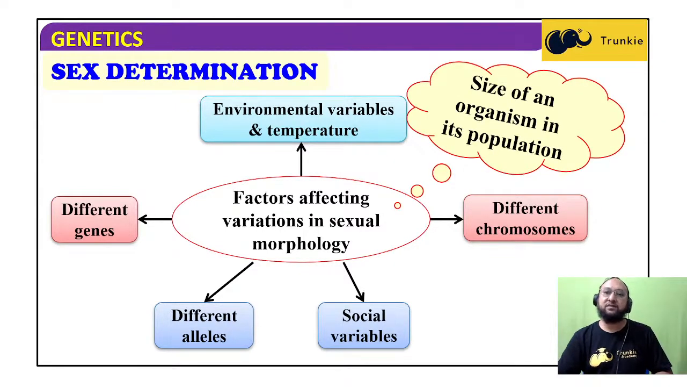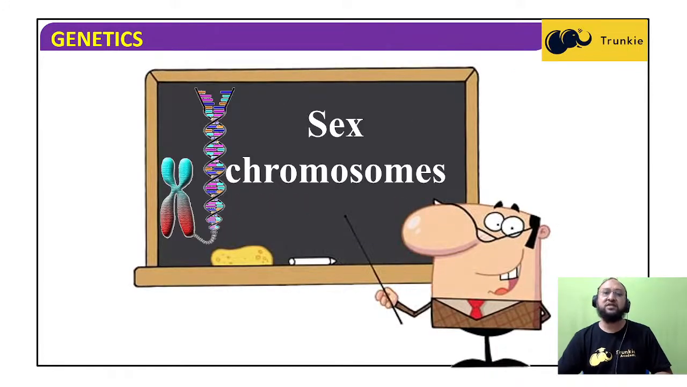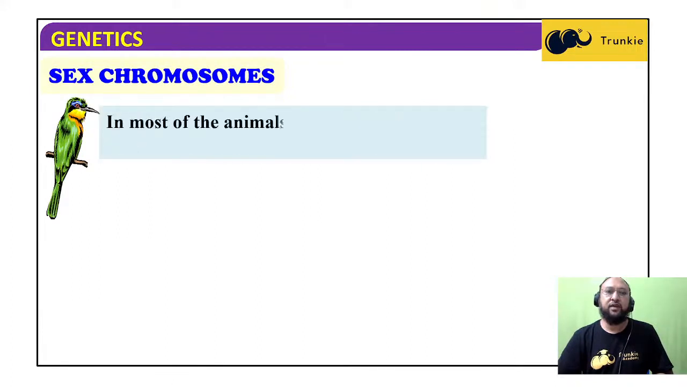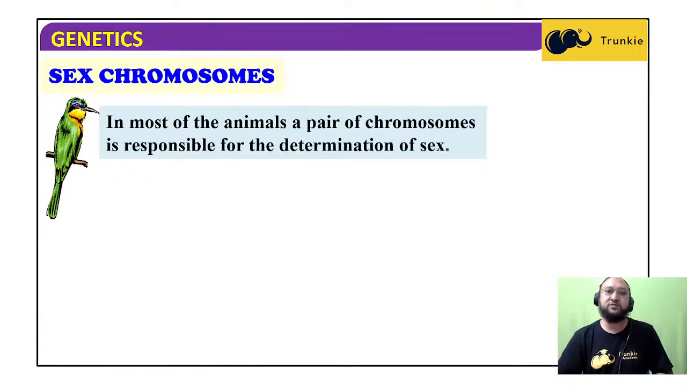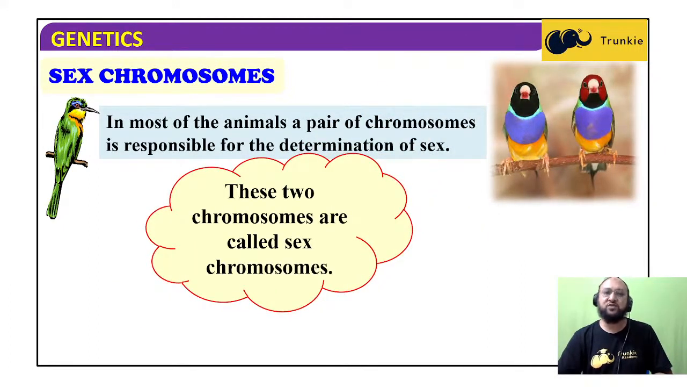First we will start with the sex chromosomes, and how they determine the sex of the progeny. In most animals a pair of chromosomes is responsible for the determination of sex. These two chromosomes are called sex chromosomes. We have 46 chromosomes, and when meiosis occurs, there will be only 23 chromosomes in the gamete: 22 plus X, or 22 plus Y in the case of a sperm cell.